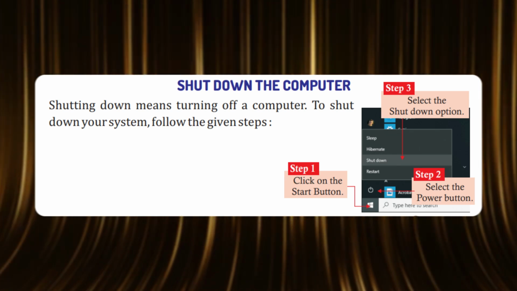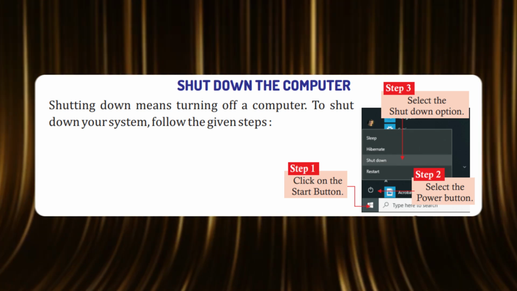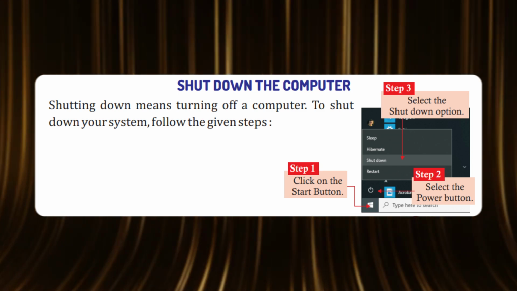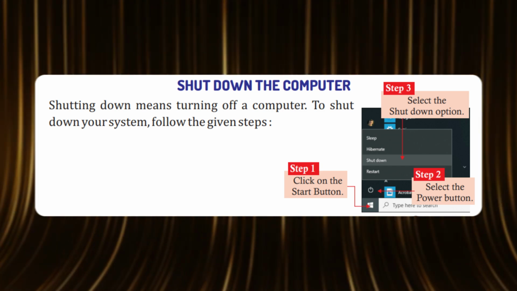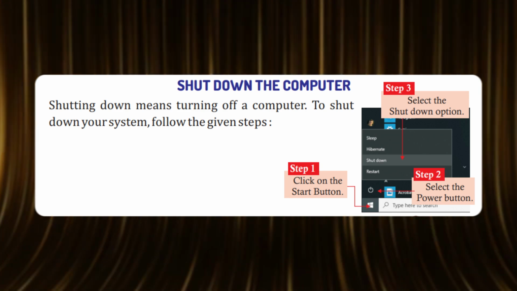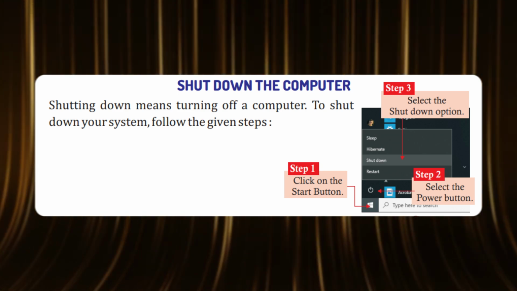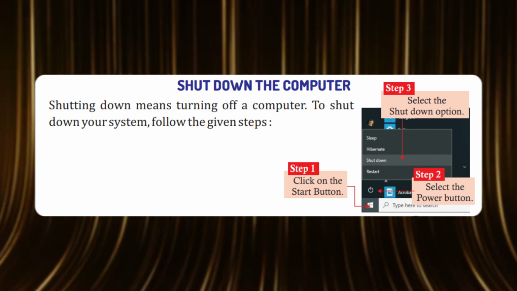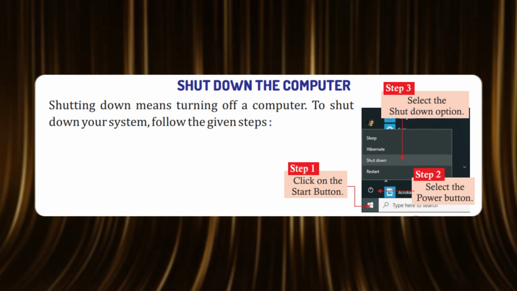Shut down the computer. Shutting down means turning off a computer. To shut down your system, follow the given steps. Step 1. Click on the Start button. Step 2. Select the Power button. Step 3. Select the Shutdown option.